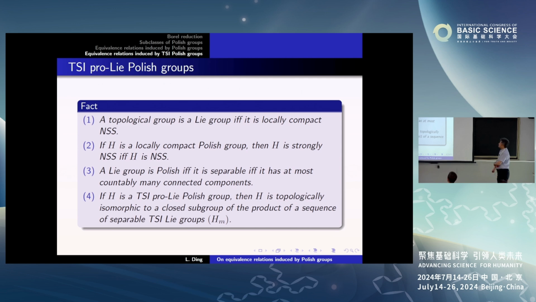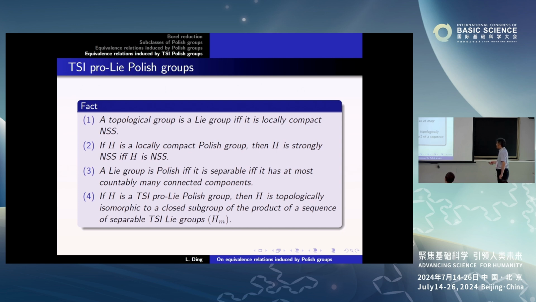First, we'll talk about so-called pluriality. What does pluriality mean? A topological group is a Lie group. We will not give the definition of a Lie group; I suppose everybody knows it. But there is an equivalent condition: a topological group is a Lie group if and only if it is locally compact and NSS, no small subgroups.